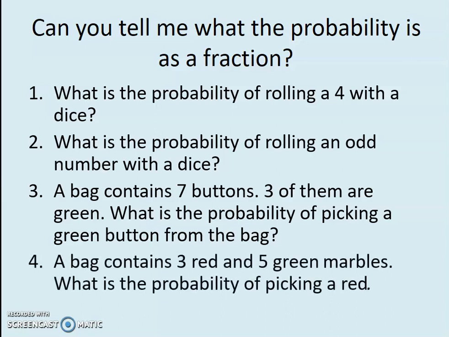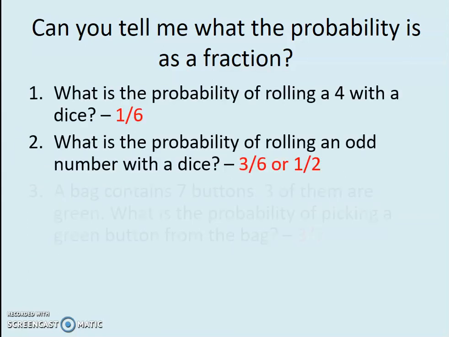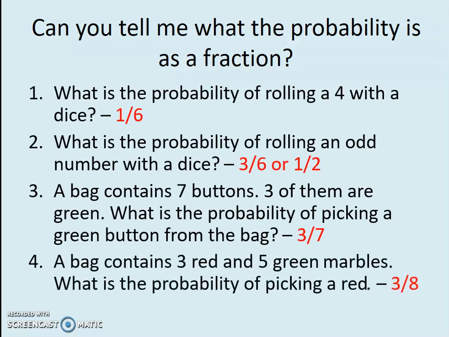A bag contains 3 red and 5 green marbles. What is the probability of picking a red? 3 red is there and total number will be 3 red plus 5 green, which is 8 marbles. So the probability of picking a red will be 3 over 8. You can check the answers.